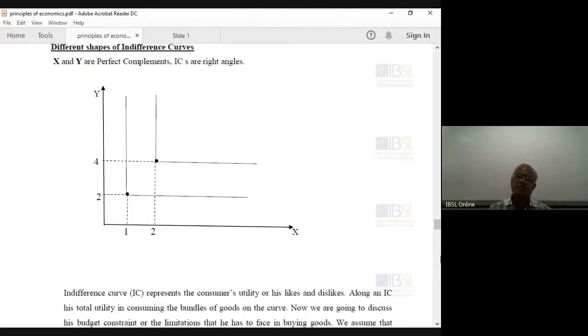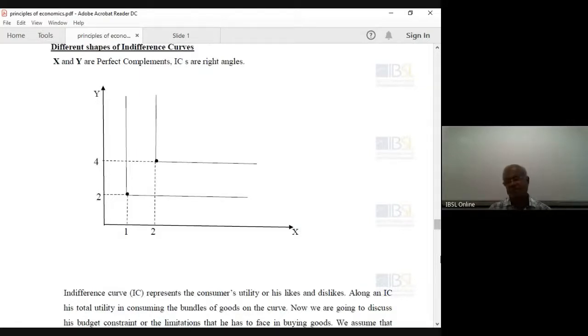Then we ask the question, what are the assumptions of consumer's preference? Completeness, transitivity, more is preferred to less. Completeness: given any two situations, any two bundles, the consumer should be able to rank. Transitivity is the consistency, rationality assumption: if A is preferred to B, and B is preferred to C, then A is preferred to C.